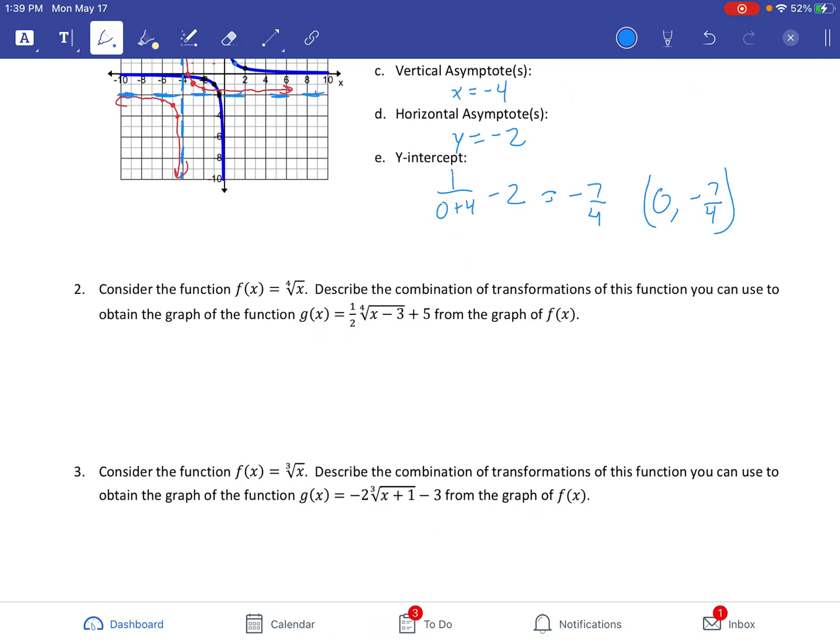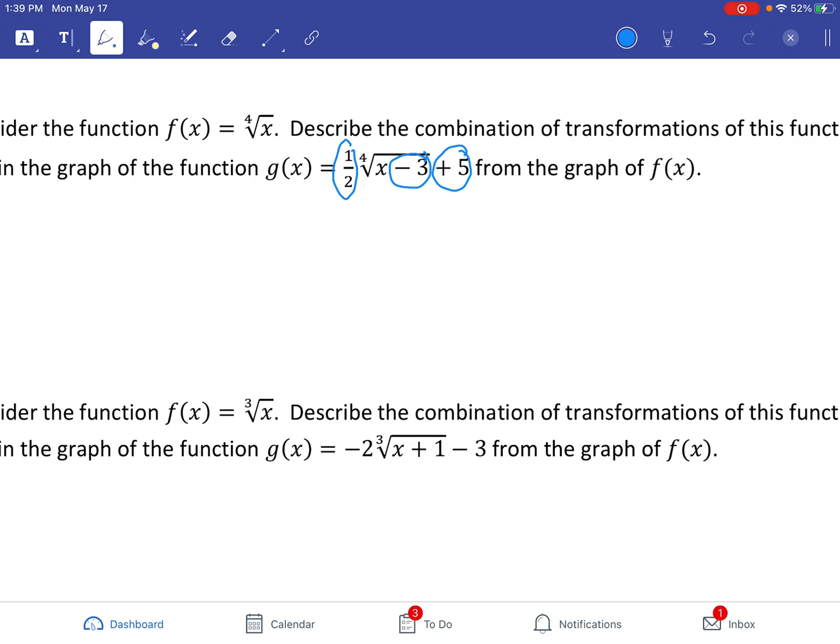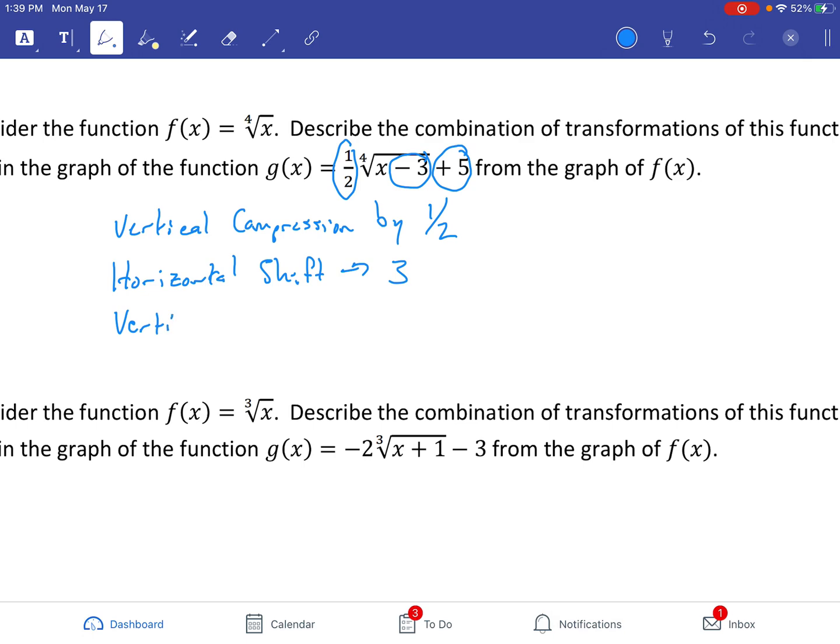Next, number 2. Describe the combination of transformations of this function. Okay, there are 3 transformations. Here's 1, 2, and 3. The first one is a vertical compression by 1/2. Next, we have a horizontal shift going to the right by 3. And lastly, we have a vertical shift going up by 5.